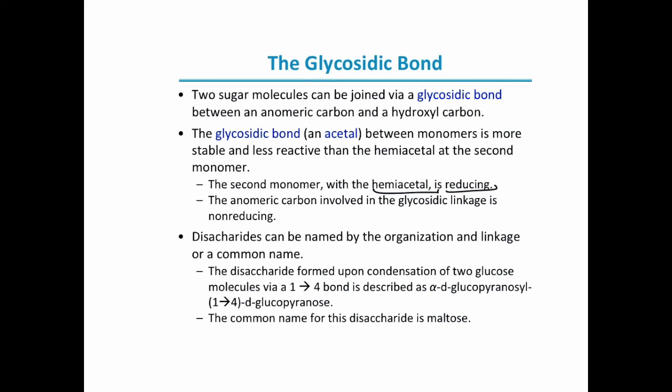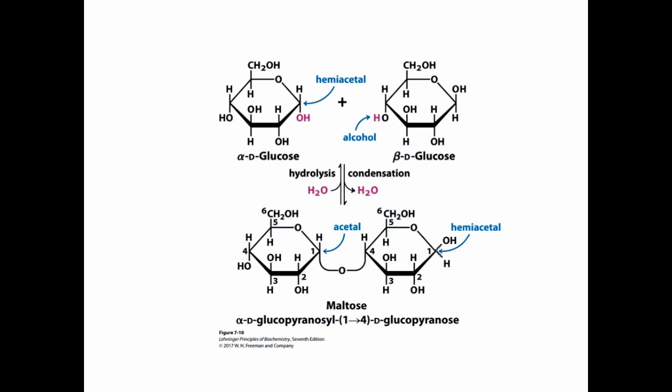Disaccharides can be named by the organization and linkage of the two sugars or using a common name. So the disaccharide formed upon condensation of two glucose molecules via a 1-to-4 bond is described as alpha-D-glucopyranosyl 1-to-4 D-glucopyranose. However, the common name for this is just maltose. So let's sort through that.